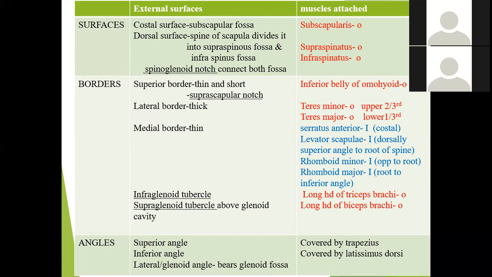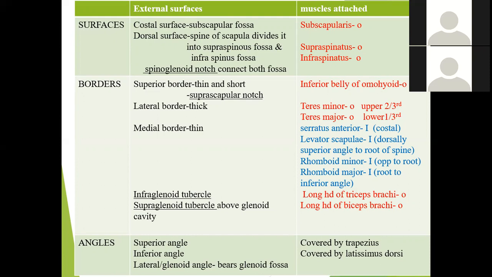So when you come to the fossae, we have 3 fossae: subscapular fossa, supraspinous fossa, and infraspinous fossa. So now we have 3 borders, 3 angles, 3 surfaces, 3 processes, and now 3 fossae. Okay, so now we are coming to the notch. There is one notch called the spinoglenoid notch. What is the spinoglenoid notch? This is a notch which connects both the supraspinous fossa and the infraspinous fossa, channeled by a notch called the spinoglenoid notch.